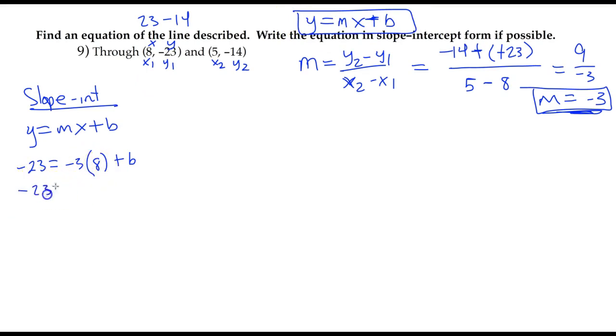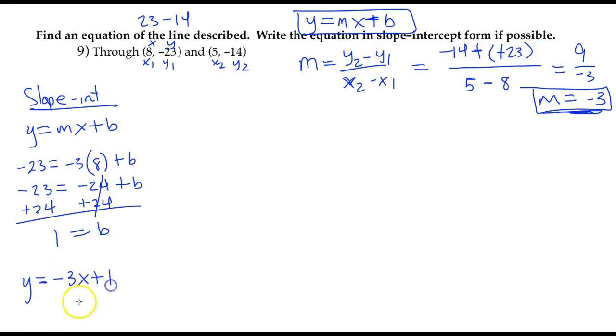So we have negative 23 equals negative 24, because negative 3 times 8 is a negative 24. We add 24 to both sides. That cancels, and we just get b, and negative 23 plus 24 is a positive 1. So our equation of a line here is negative 3x plus 1. And this is how it looks if we do it in slope-intercept form.